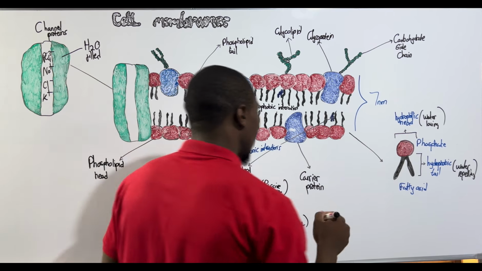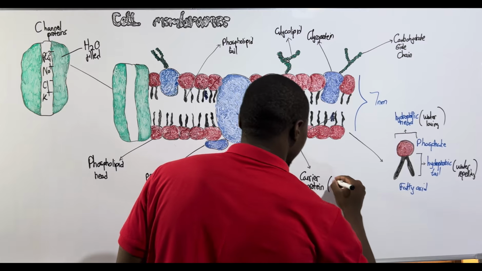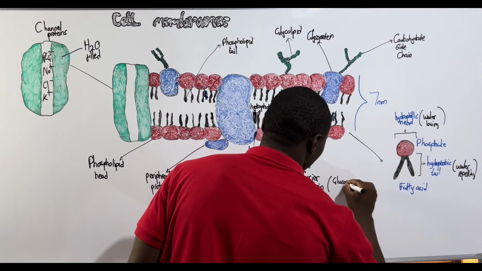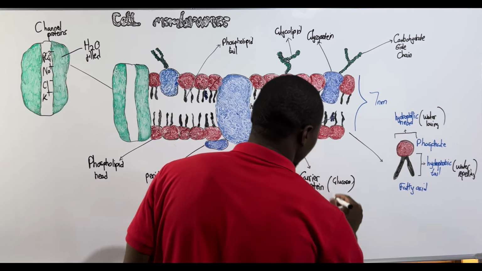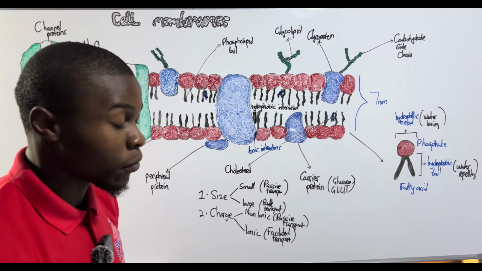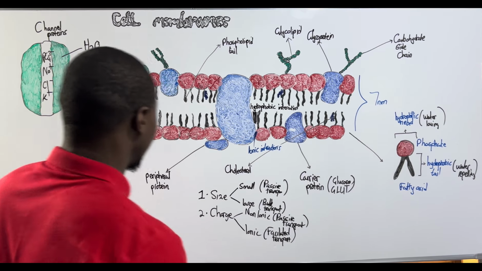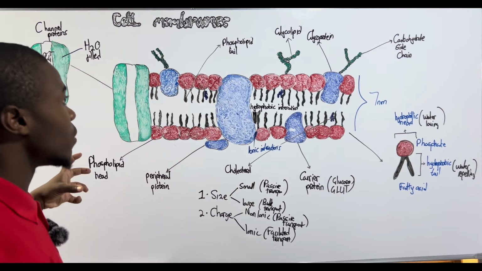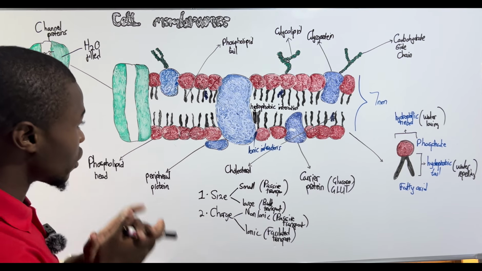Carrier proteins are transporting stuff like glucose. That's where we have the GLUT carrier protein that is found on cell surface membranes. This is number one function, which is transport.